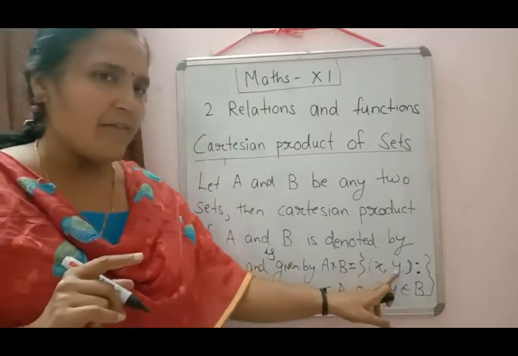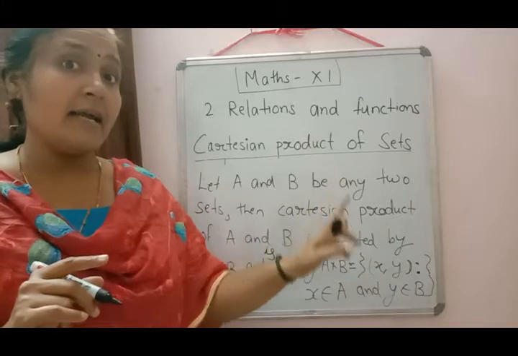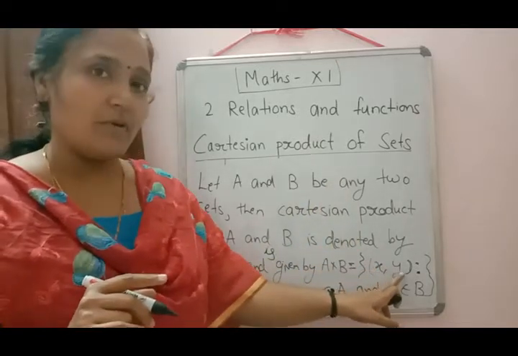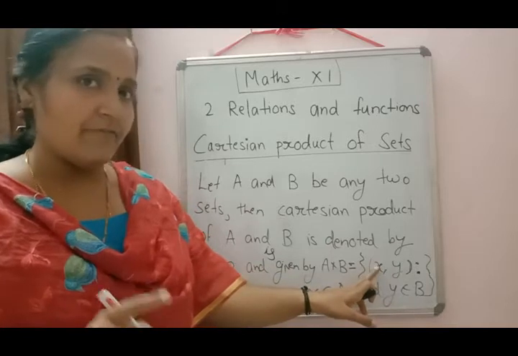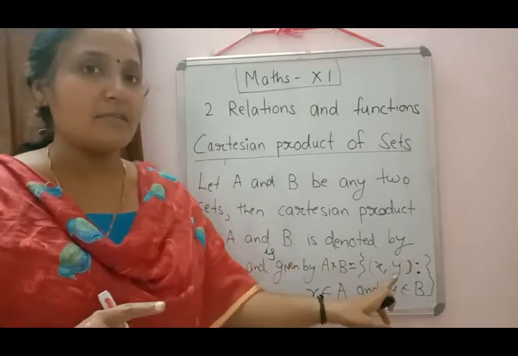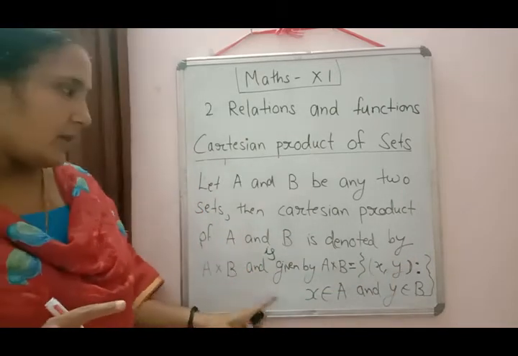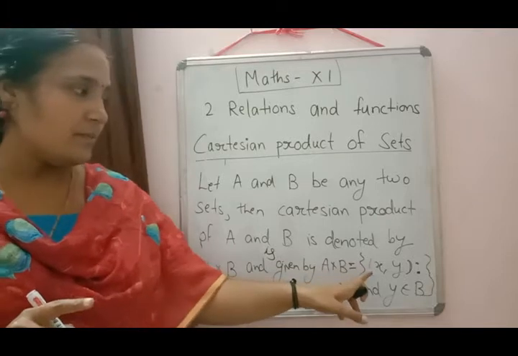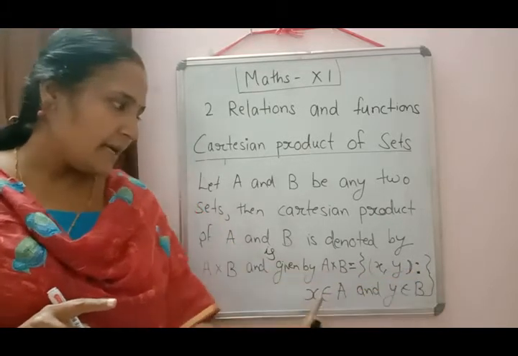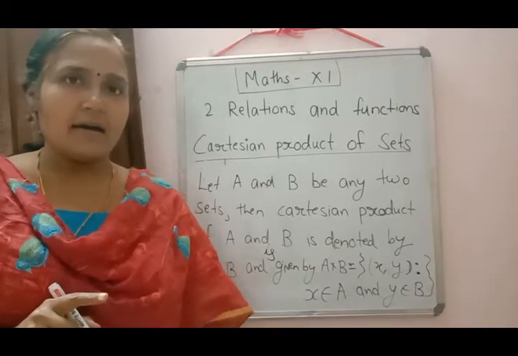This x comma y, have you seen this anywhere? Yes, in coordinate geometry. When we are writing the coordinate, we are writing in this way only, where the first number denotes the x coordinate and the second number denotes the y coordinate. So please note down this definition: A cross B is equal to set of all ordered pairs x comma y such that x belongs to A and y belongs to B.